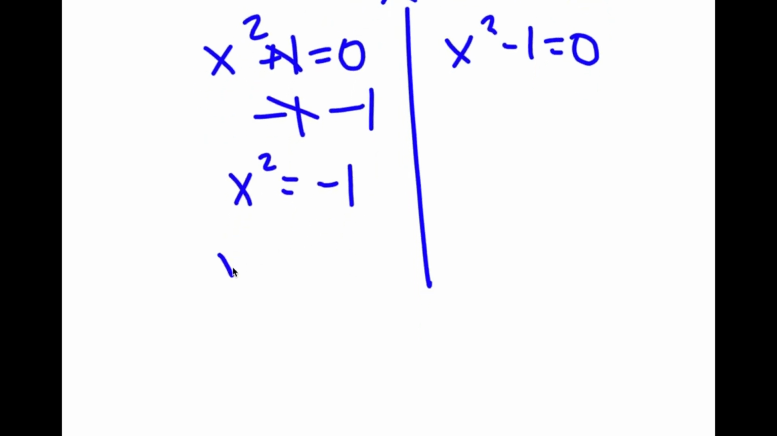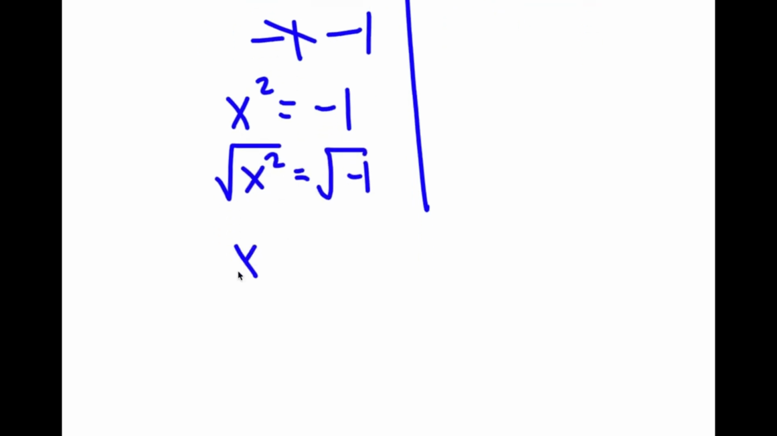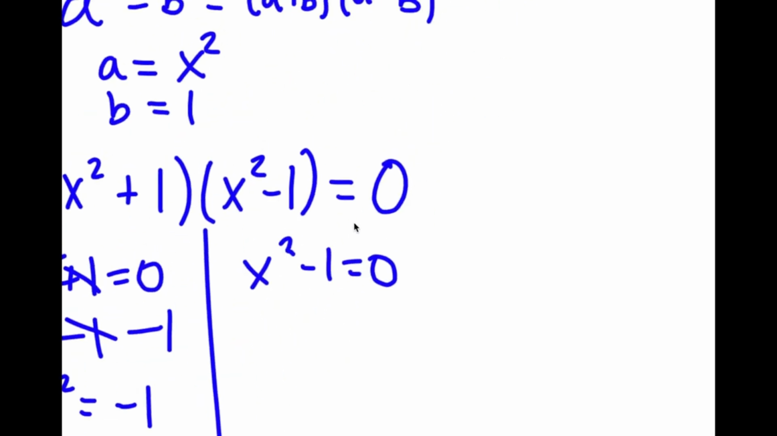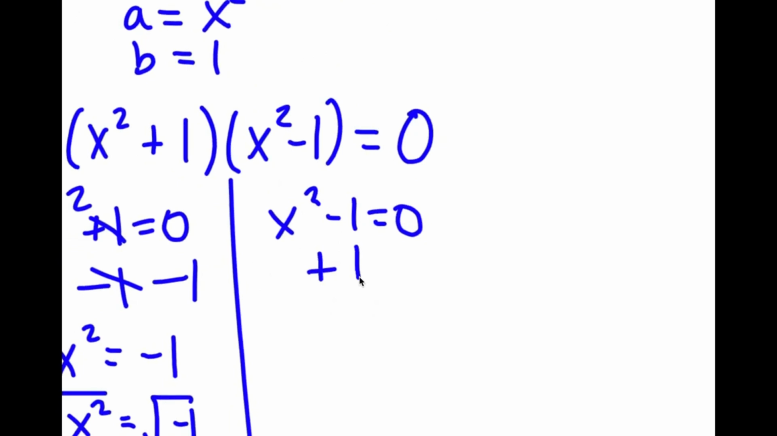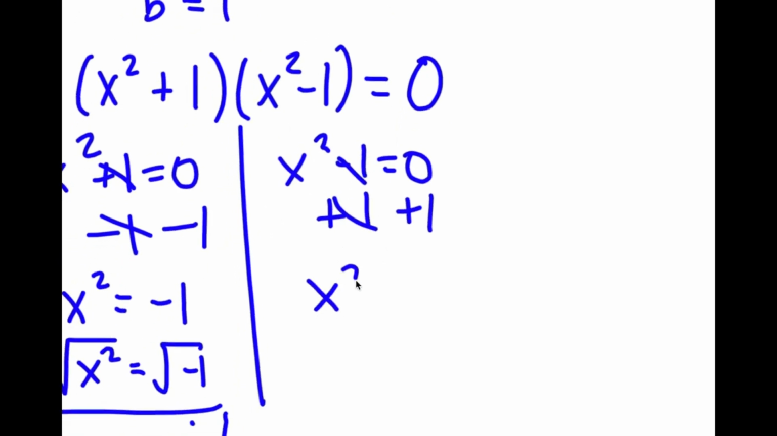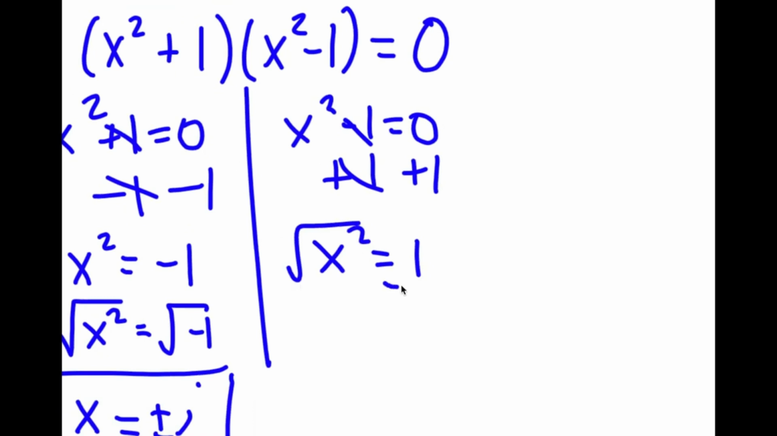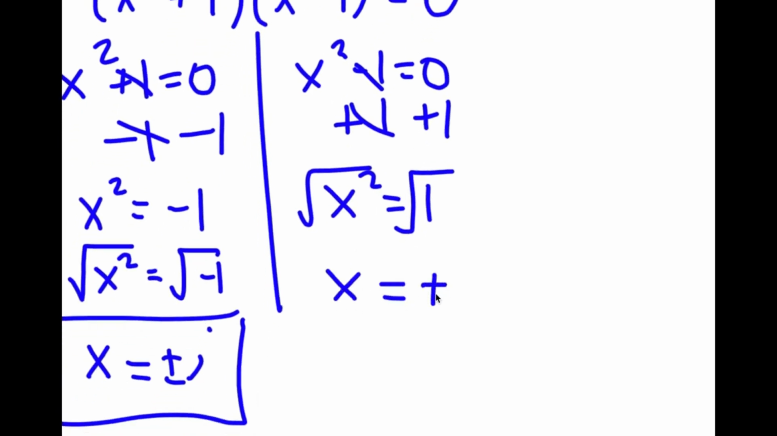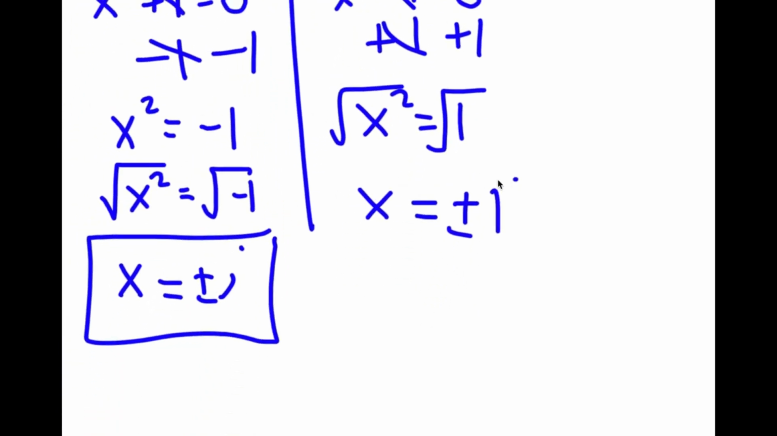Now if I take the square root on both sides, the square root of x squared is x, and the square root of negative 1, if you guys already know, is i. So I have positive or negative i. And for x squared minus 1 equals 0, I'm going to add 1 on both sides. So I get x squared is equal to 1. If I take the square root, I get x is equal to positive or negative 1. So that's 2 more solutions. So these are my 4 solutions to this problem.